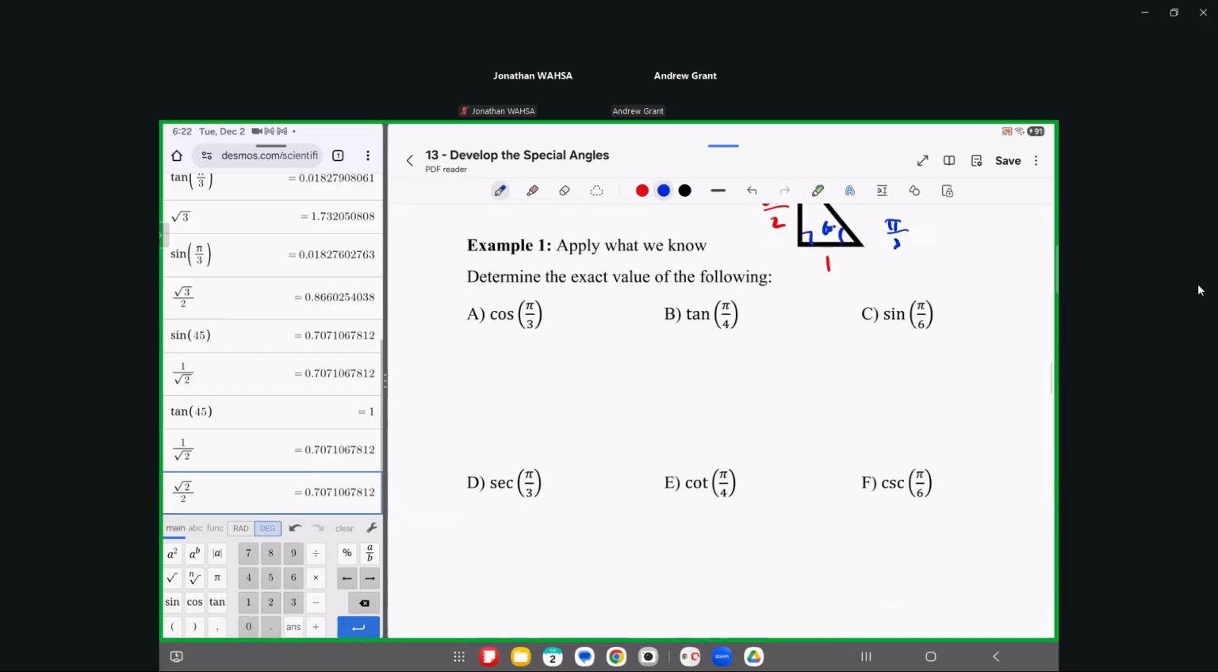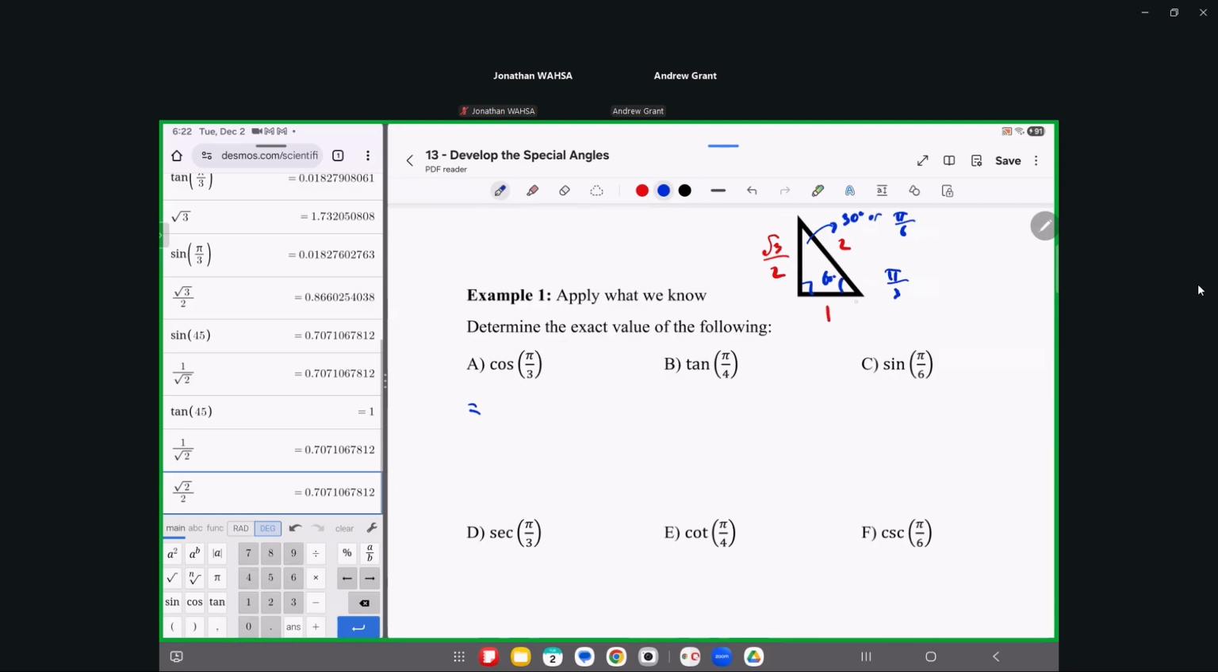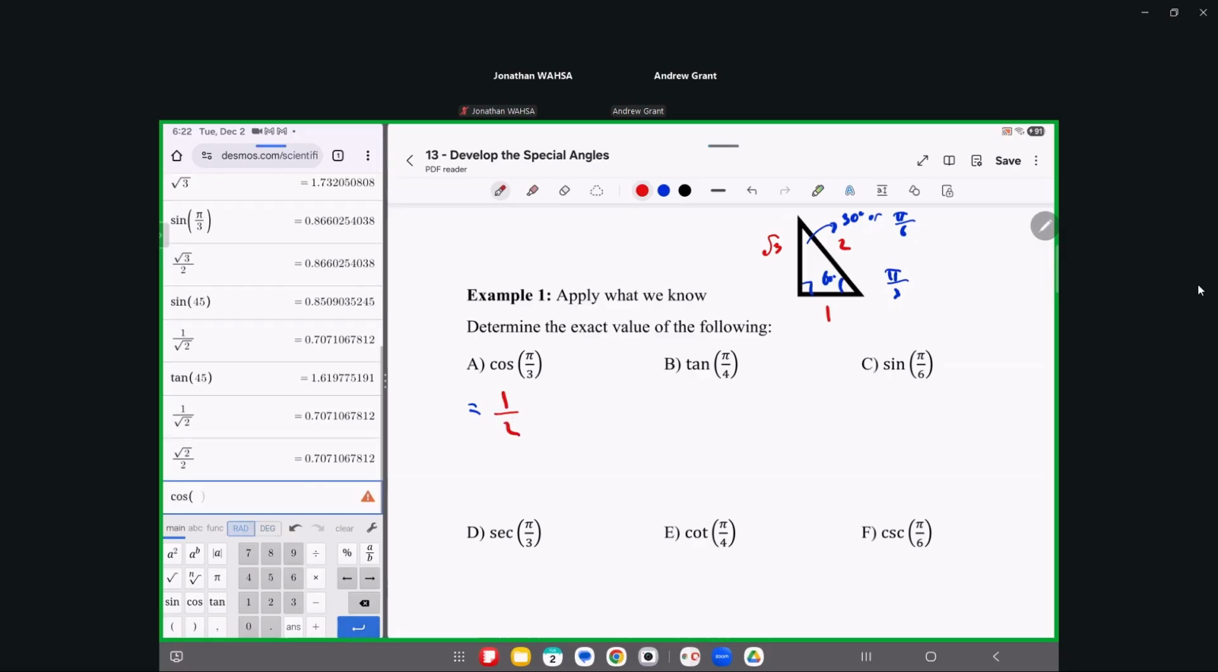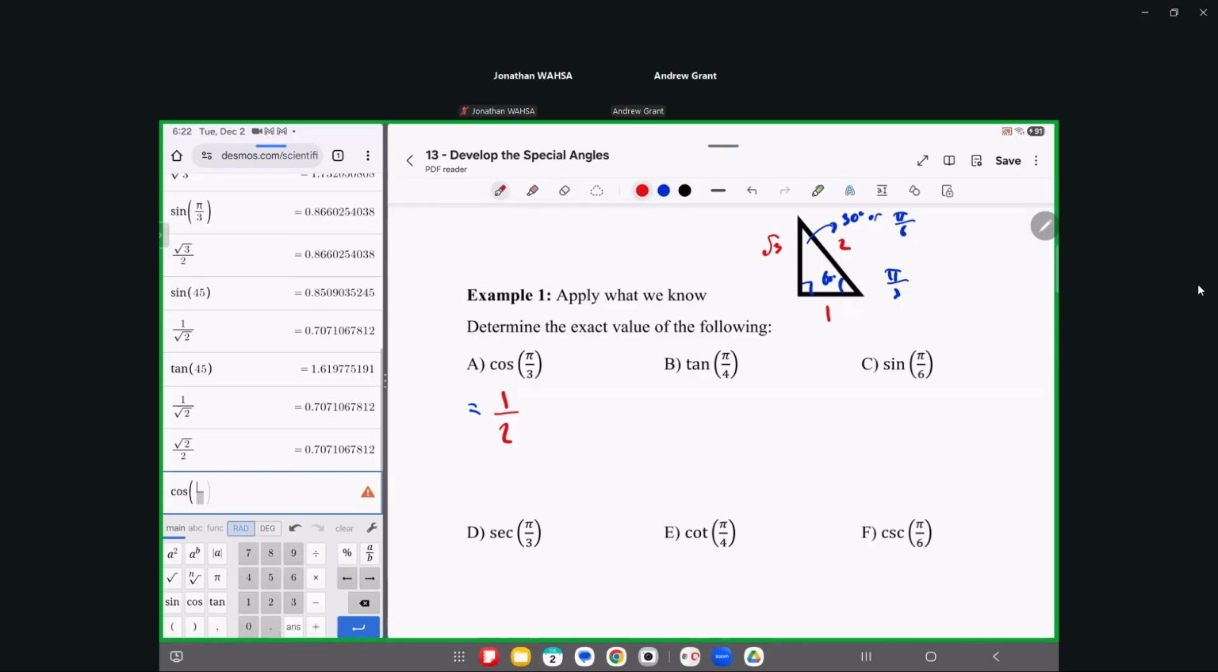Okay. So cosine of pi over 3. Pi over 3 is going to be the 60 degree angle. So it's going to be 1 over 2. So it's just going to be a half. And if you're not sure, you can type these into the calculator. This time we have to work in radians, however. So if I type in cos of pi over 3, I get that 1/2. Tan of pi over 4 is just 1. Sine of pi over 6, so that's the 30 degree angle up here. So that's going to be 1 over 2.